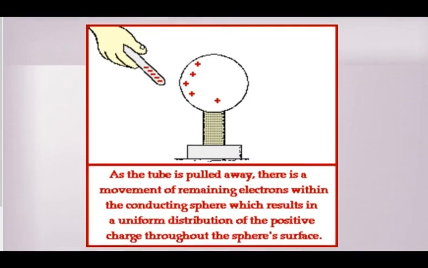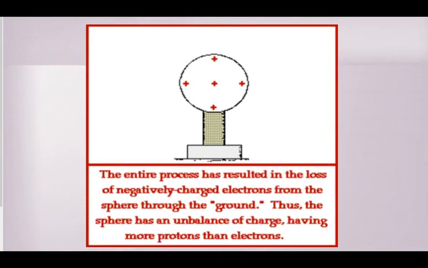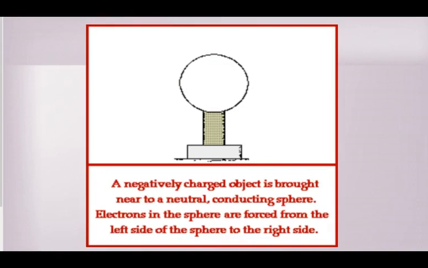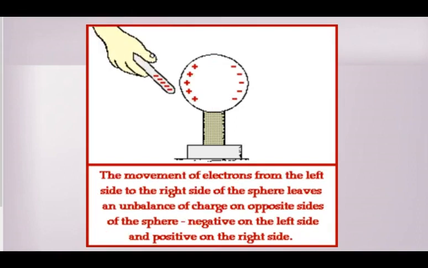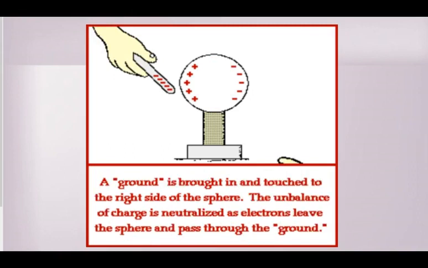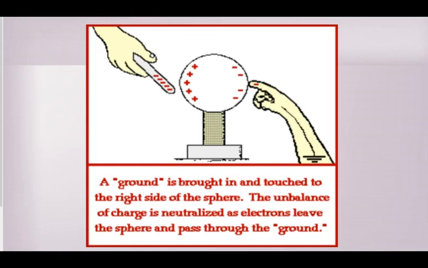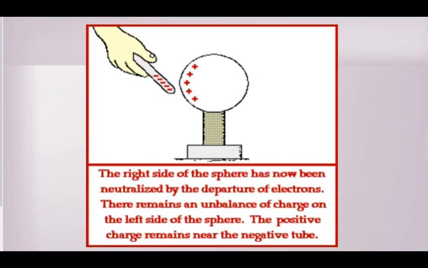So what you're seeing here is very similar to what we had before. Let's have that object brought near. Here it's a negative rod, and as the negative rod is brought near, it's pushing the negatives to the back of the sphere. And then we're going one step further and actually grounding this sphere out, which then makes the sphere positively charged.